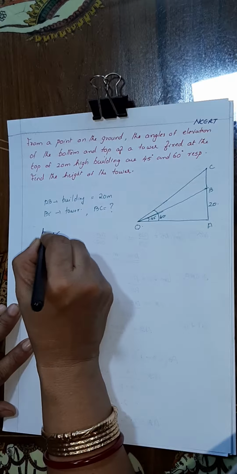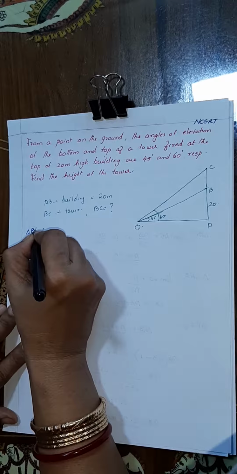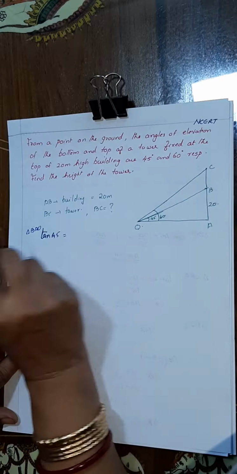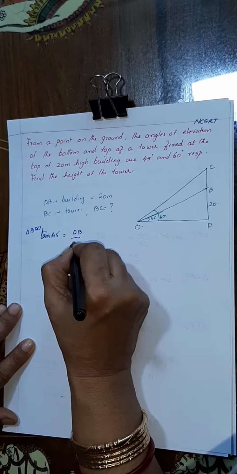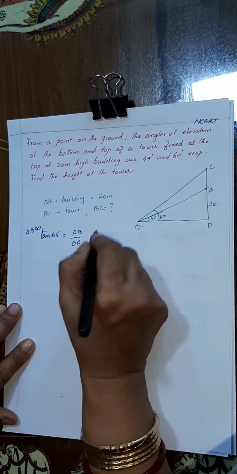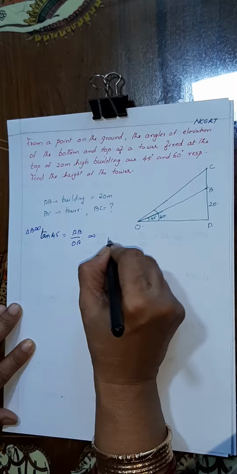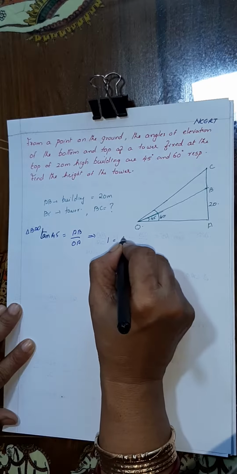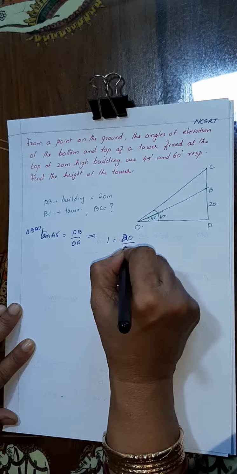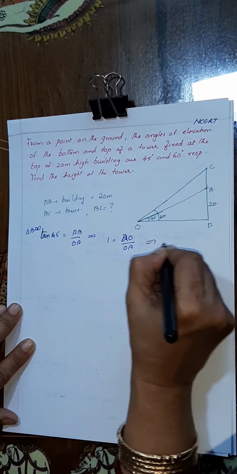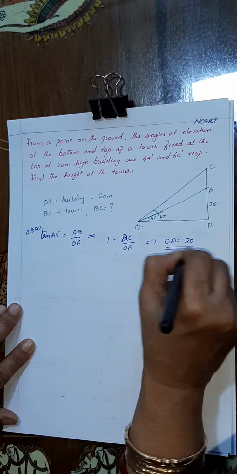tan 45. So in triangle BAO, tan 45 is equal to AB by OA. So this is equal to 1 equal to AB by OA, AB is 20, 20 by OA. So OA is equal to 20.